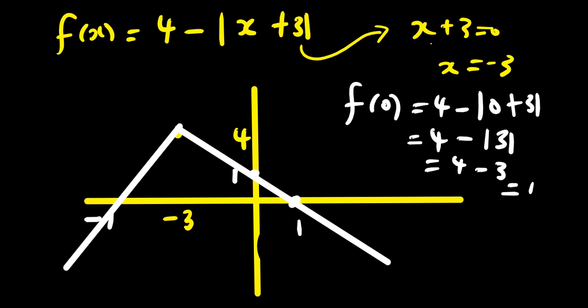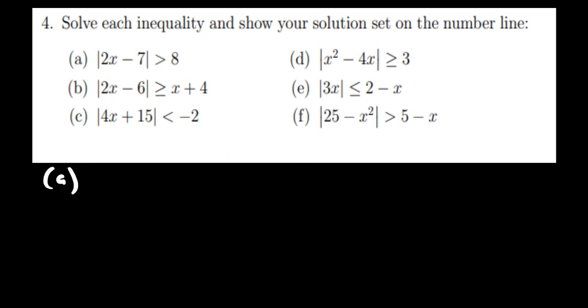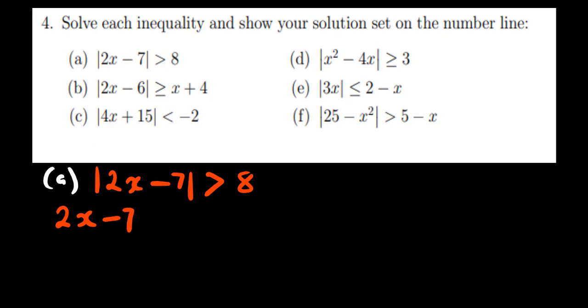Okay, good. So now that we've solved modulus functions and how to graph them, let's go to question number 4. Solve each inequality and show your solution set on the number line. Okay, I think when I was introducing, I talked about something to do with inequalities. So what are you going to do? You're going to say |2x minus 7| is greater than 8. So how are you solving this one? Like I earlier said, get what is in the modulus. 2x minus 7 is going to be greater than 8.